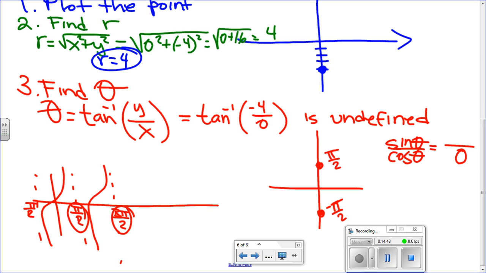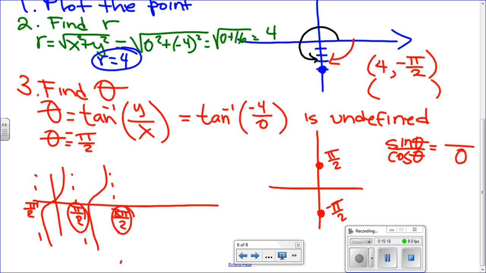So we have several options here for theta. We could say we want theta to be negative pi over 2. That would make sense, right? If we were here, we go to negative pi over 2, and then our r, we keep it positive. But what if I ask you, I want a positive angle. I don't want my angle to be negative. What would I have to say? Very good. So we will have to say 3 pi over 2, and then the r will still be 4.